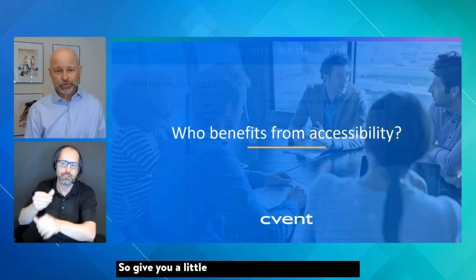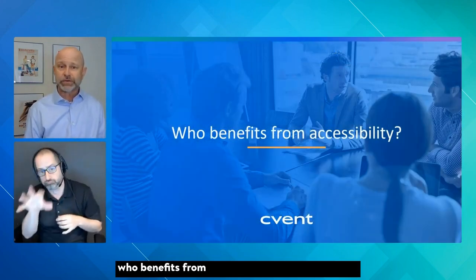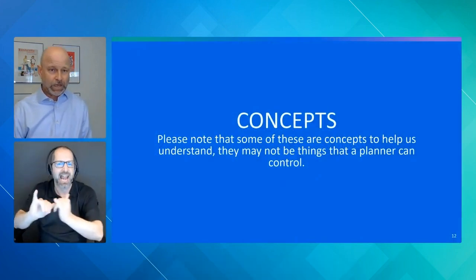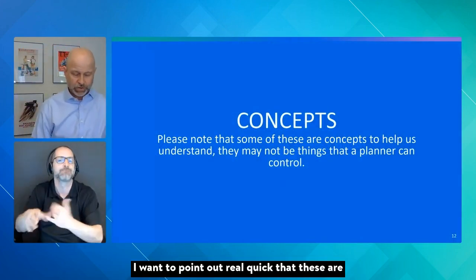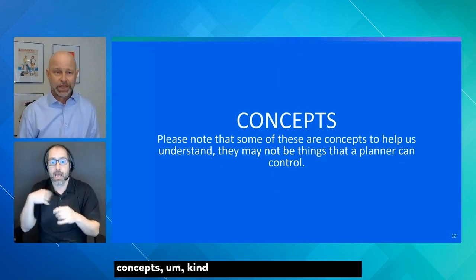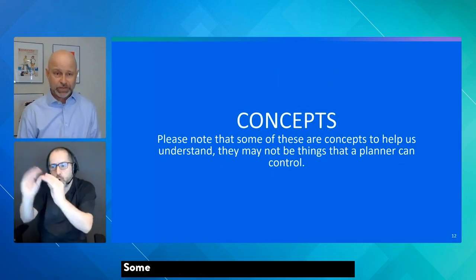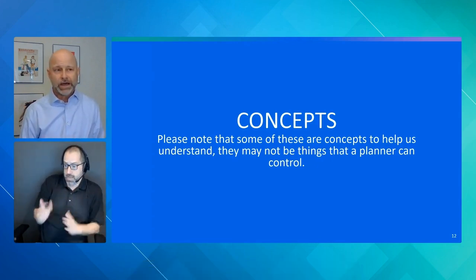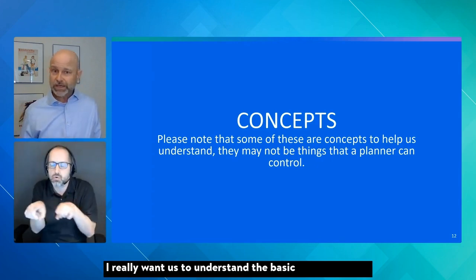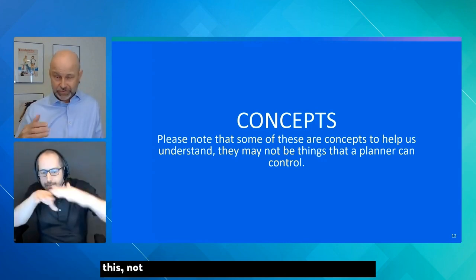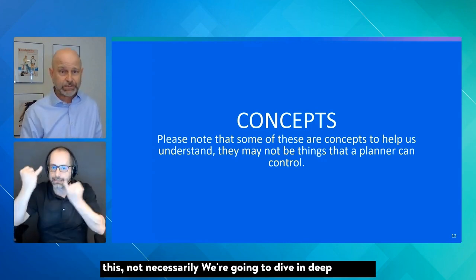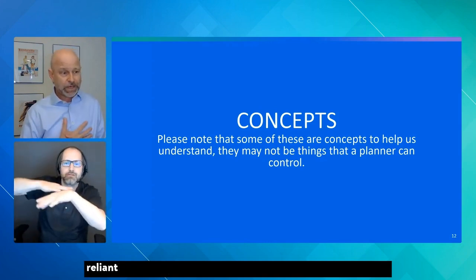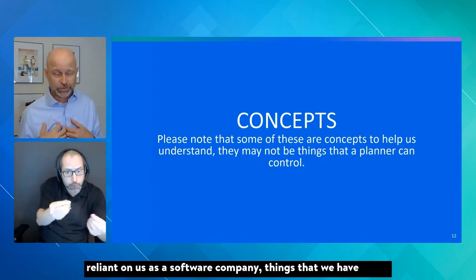So, a little bit of a spoiler alert already, but who benefits from accessibility, and how? I want to point out real quick that these are concepts, kind of some higher level examples. Some of these, for you planners out there, might be things that are out of your control. I really want us to understand the basic concepts of this, not necessarily dive in deep just yet. Some of these may be reliant on something you can do. It may be reliant on us as a software company, things that we have to do.